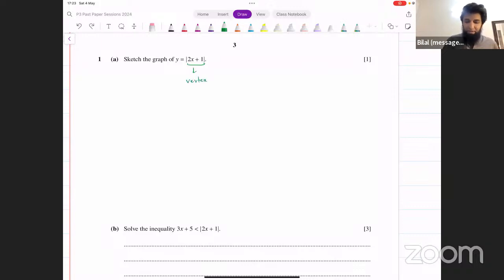Vertex is when the part inside modulus is equal to 0. 2x plus 1 equal to 0. What does that give you? x equals minus 1 over 2. This is an important point that you have to show on the graph. Okay, x equals minus 1 over 2. What's the corresponding value for y that you get for this? y is equal to 0. Okay, when x equals minus 1 over 2, y is 0.